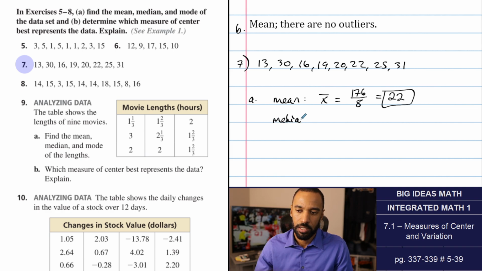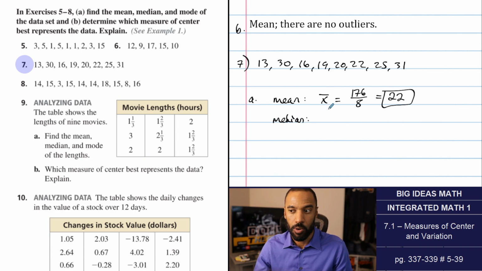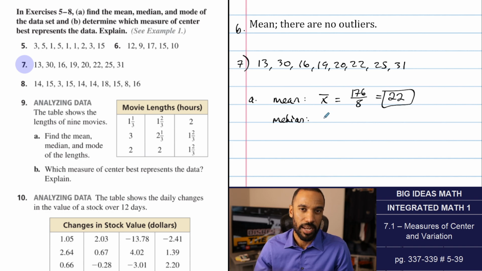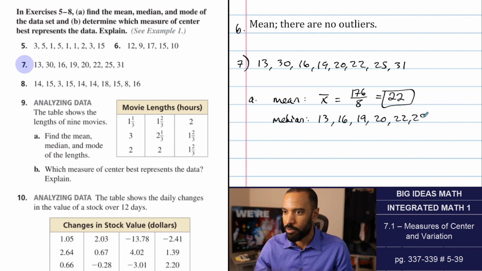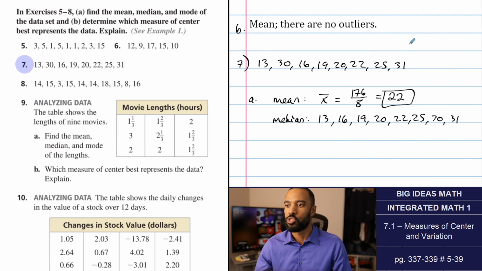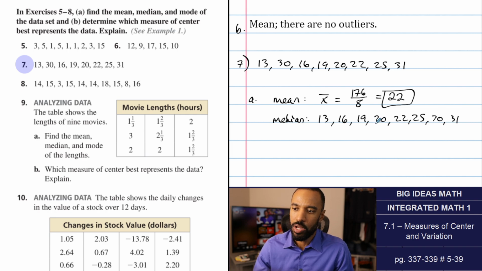Median, again, you have to write them in order. And writing them in order is good because then we can identify outliers as well if we have them. 13, 16, 19, 20, 22, 25, 30, and 31. Is that all of them? 1, 2, 3, 4, 5, 6, 7, 8. Yes. So the median, there are 2 middle numbers, 20 and 22.